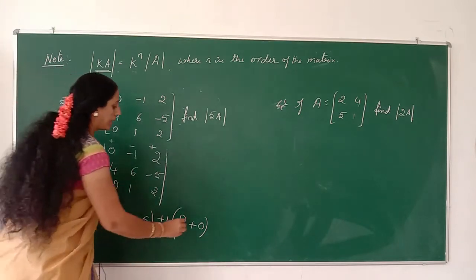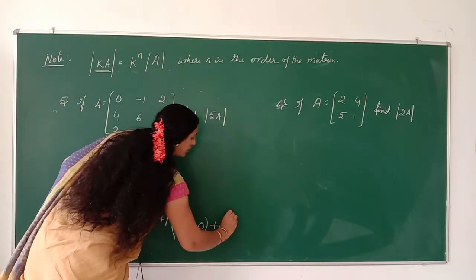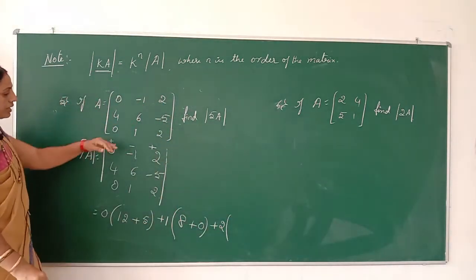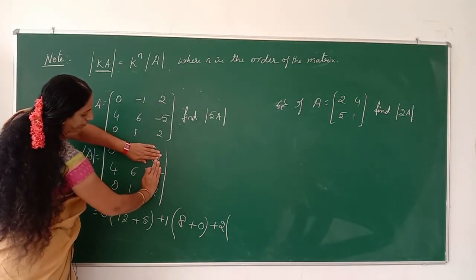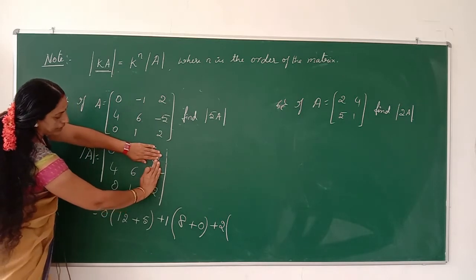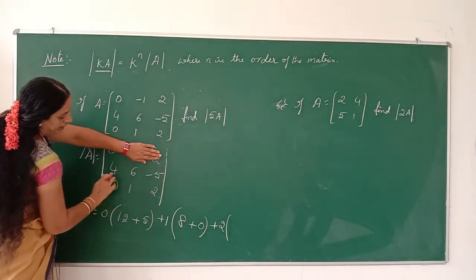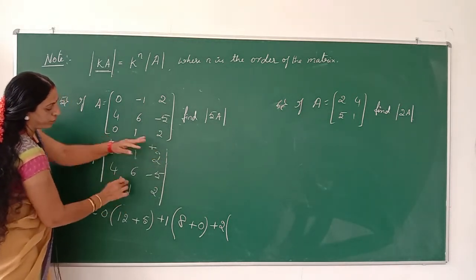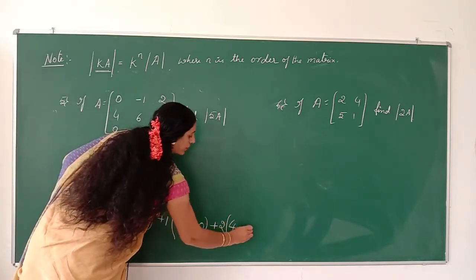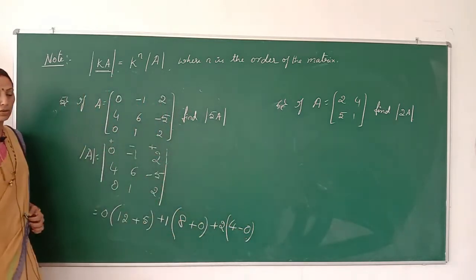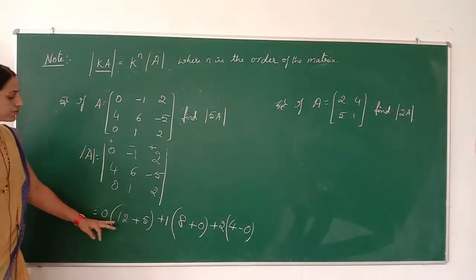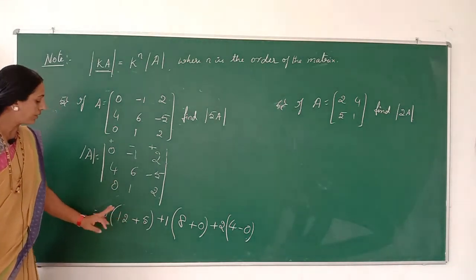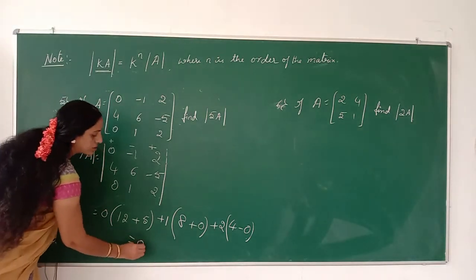Similarly, the third element is nothing but 2. So, 2 is an element of the first row and third column, and these elements get neglected, and the remaining ones get multiplied. 4 into 1 is 4, minus 6 into 0 is 0. So, then we will simplify. 12 plus 5 is 17. 17 into 0 is nothing but 0.